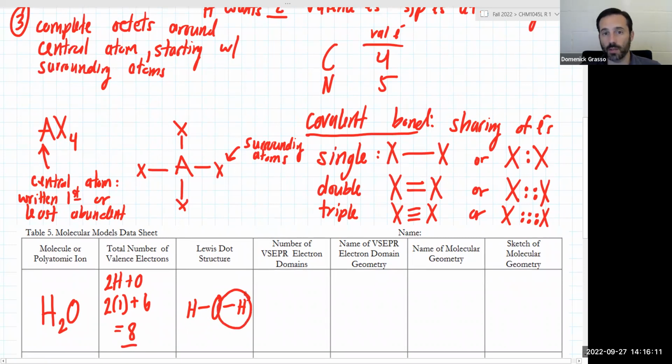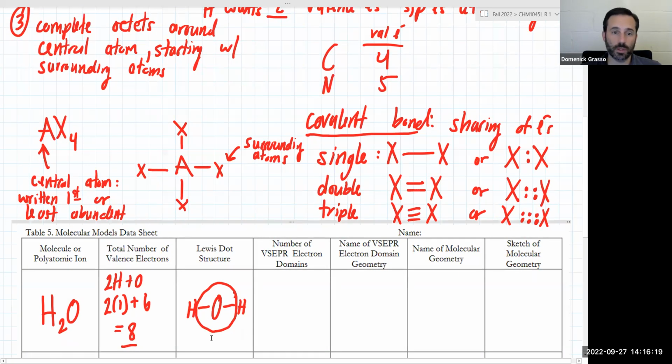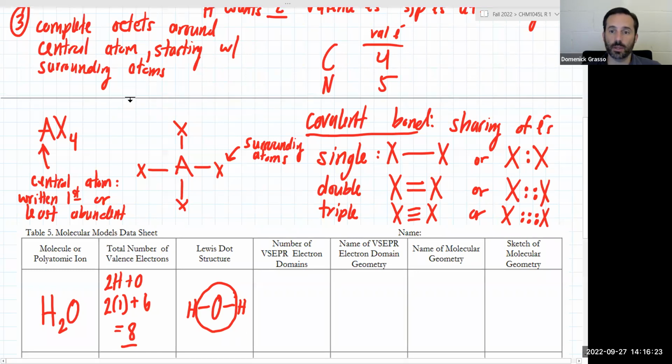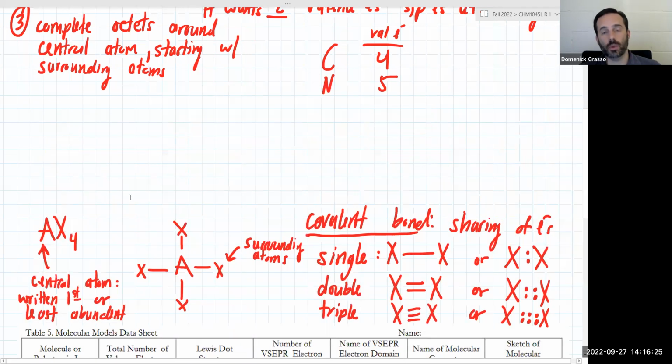These are kind of like Venn diagrams where they're going to overlap. My oxygen looks around. It sees 4 electrons. It needs more electrons. We're going to figure out how we can do that and how we can complete those octets. So we're going to start making octets, starting with the surrounding atoms, so we start on the outside in.